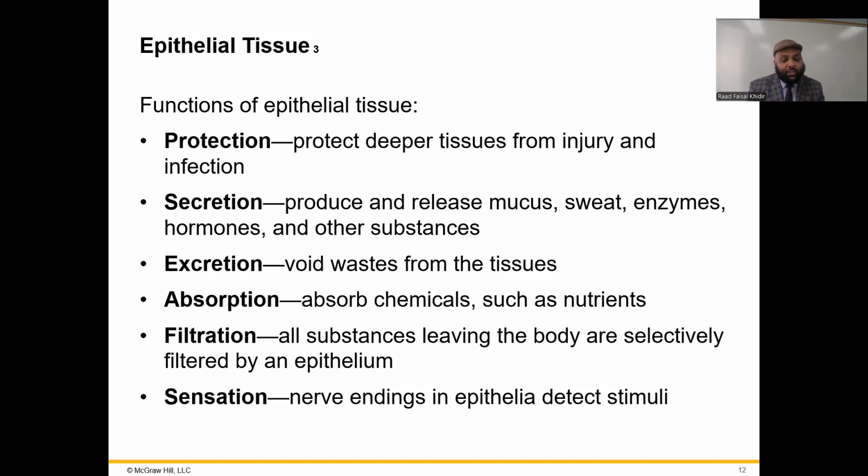Sensation: there are nerve endings in the epithelia that detect stimuli, because the epithelia are the frontier of your body. If you touch something hot, it is those epithelial cells that will first sense that heat before anything else.